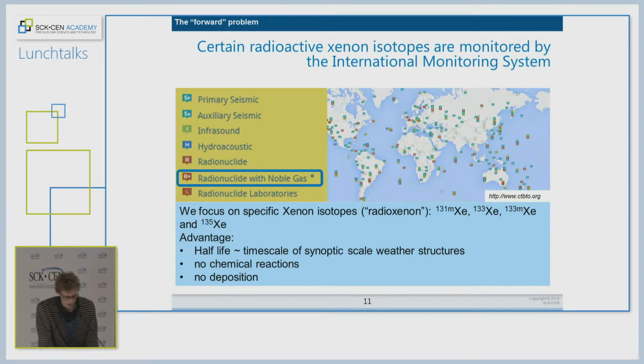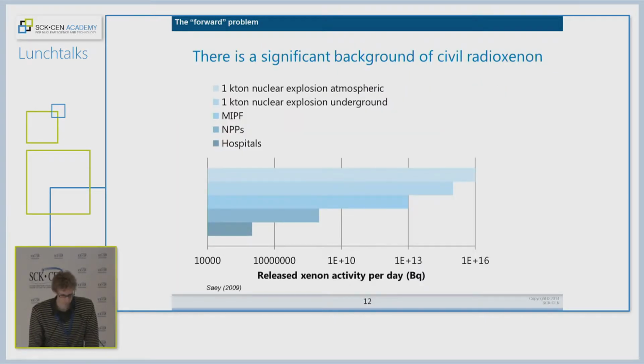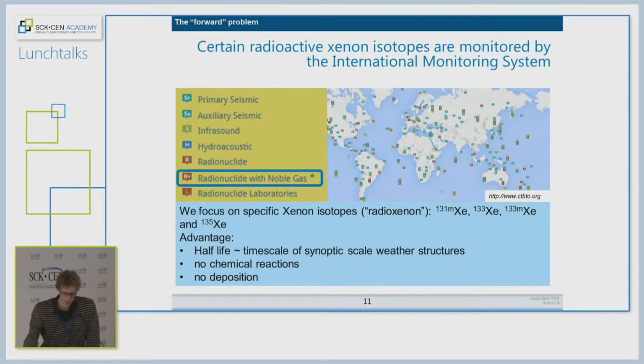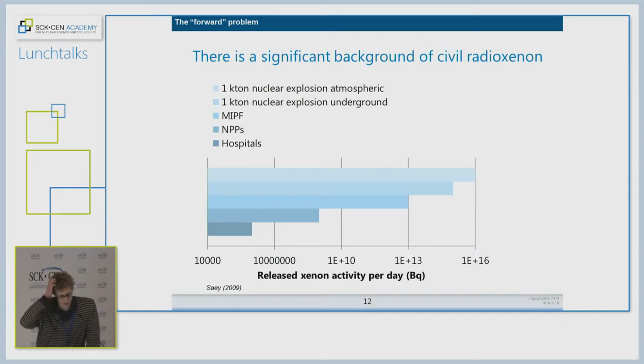Furthermore, there are no chemical reactions and there is no deposition, which is convenient for the simulations and also from an observation point of view. Now, if we measure these xenon isotopes at the station, it could indicate that a nuclear explosion has happened. But we measure a lot of this radioxenon at many places globally all the time, because there is a significant release from civil sources. And these civil sources are tabled here.